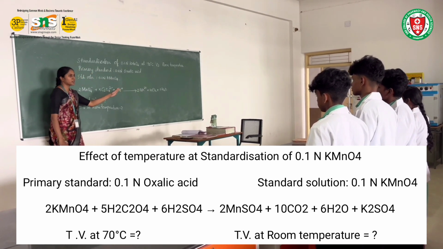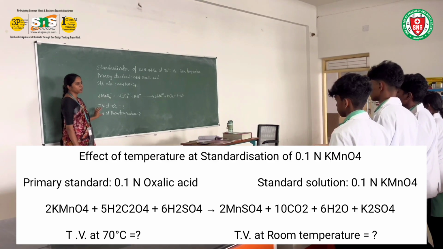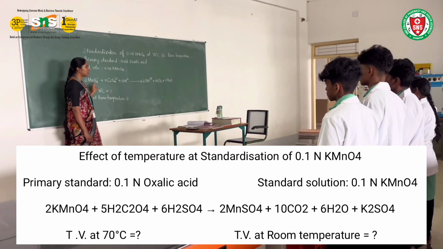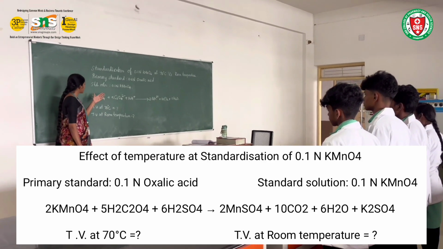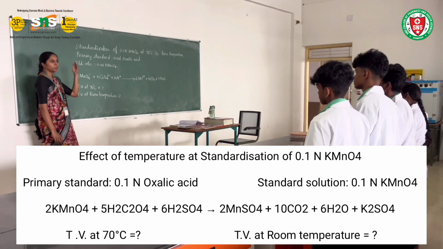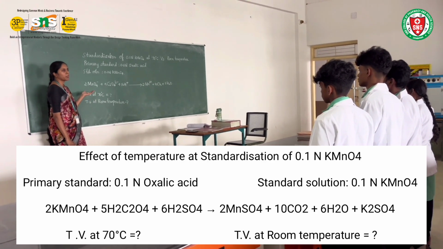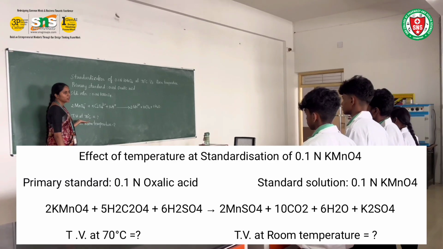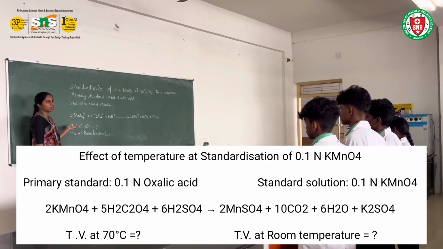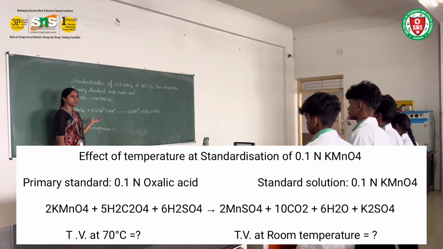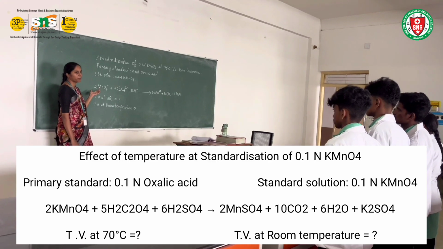Now this reaction will take place only at a higher temperature than normal room temperature, because only at 70 degrees Celsius will the reaction take place at a faster rate and the color of potassium permanganate be reduced. Here we will not be using any indicator because potassium permanganate itself is a self-indicator. We will not be using any special indicators. We identify the endpoint with the help of potassium permanganate, which is a purple colored solution.